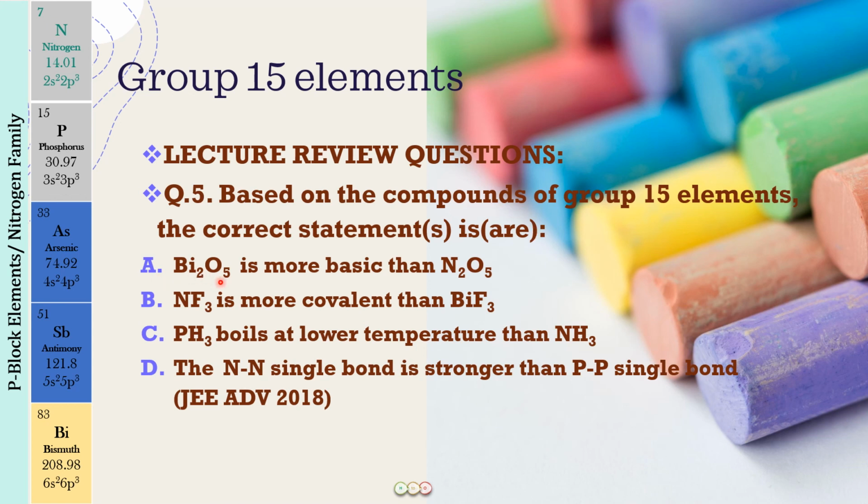So bismuth oxide is more basic than nitrogen oxide in the 5th oxidation state. NF3 is more covalent than bismuth fluoride. Then we have PH3 boils at a lower temperature than ammonia, and the nitrogen single bond is stronger than the phosphorus single bond. So you will be able to attempt choices number C and D today.